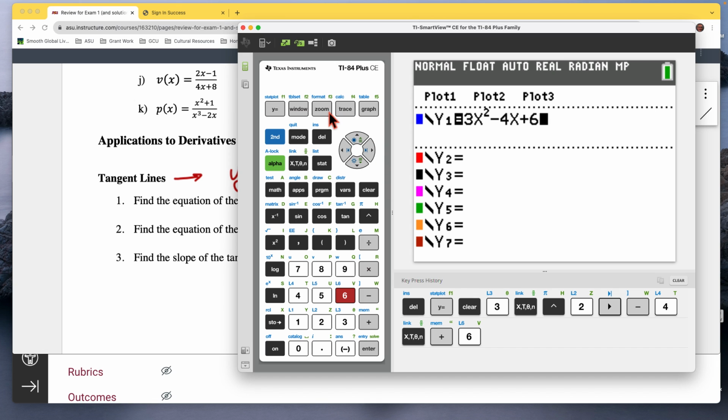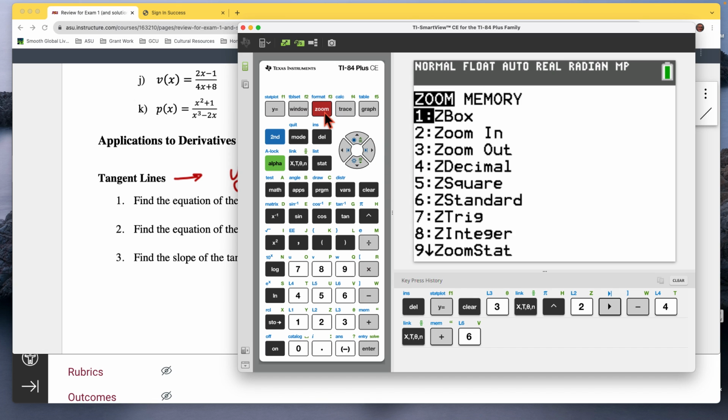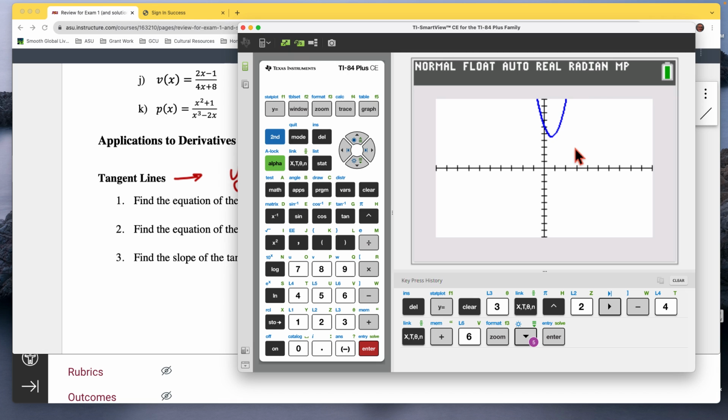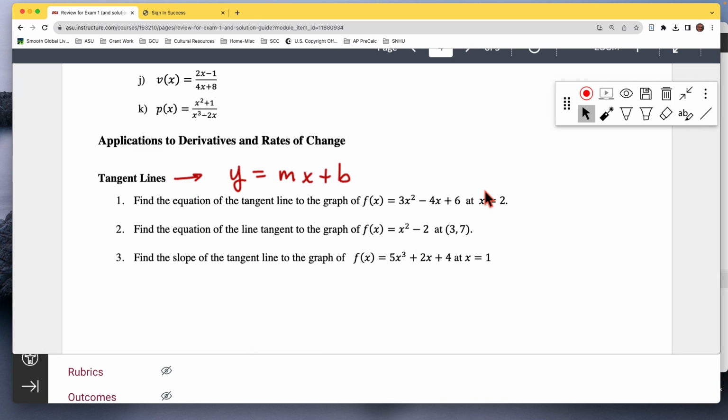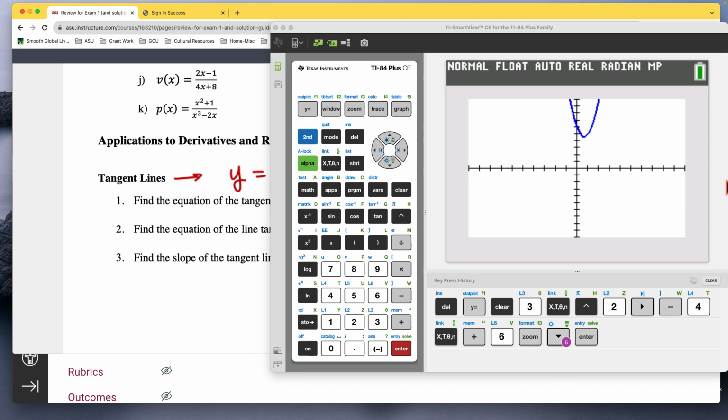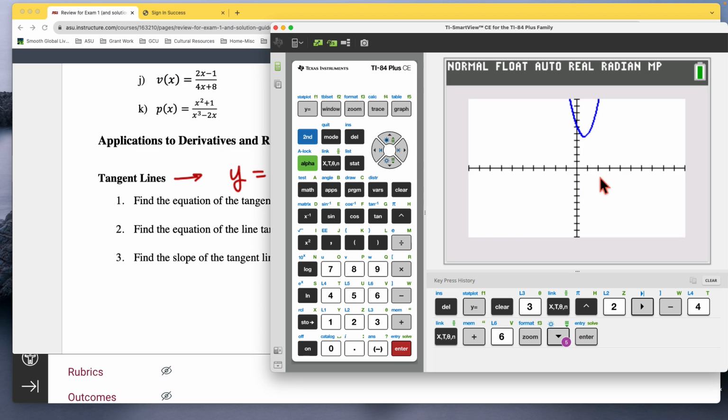With this, you'll go to graph, and first I'm going to go to zoom number 6, because that gives me a standard window depending upon what I've been doing. Here's my graph, and it wants us to find the equation of the tangent line. I think it was x equals 2, so that's important. Since I have it here, I see 2. I can almost visualize where it is.